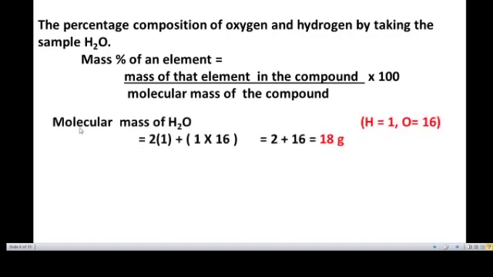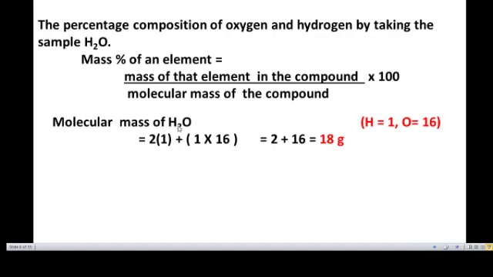Next step, we have to calculate the molecular mass of H2O. What are the elements present in this molecule of H2O? Hydrogen and oxygen: 2 atoms of hydrogen and 1 atom of oxygen. So that is H2O. What is the mass? Atomic mass of hydrogen is equal to 1. Atomic mass of oxygen is equal to 16.